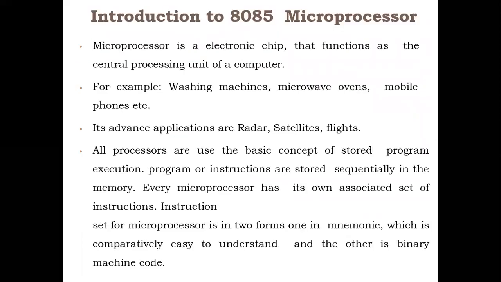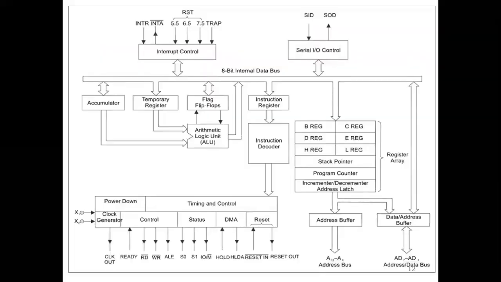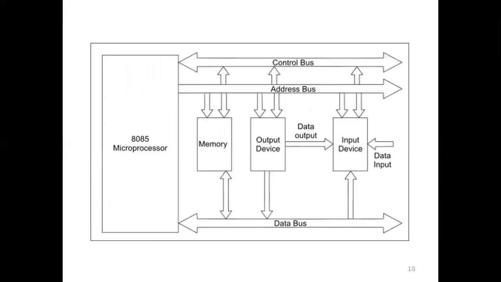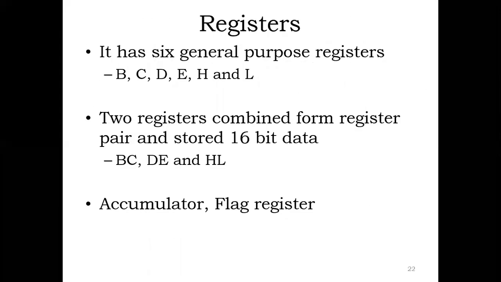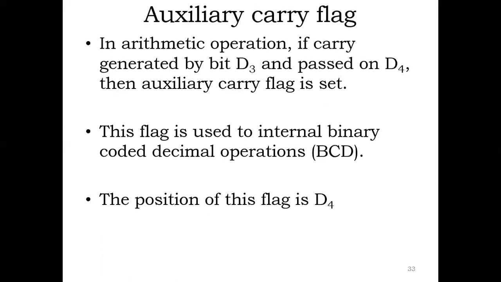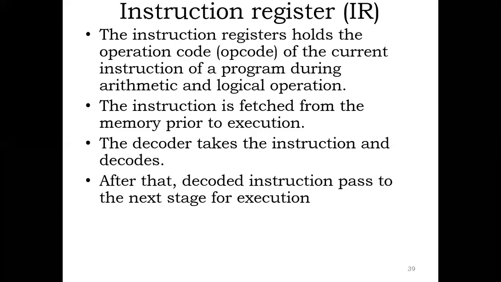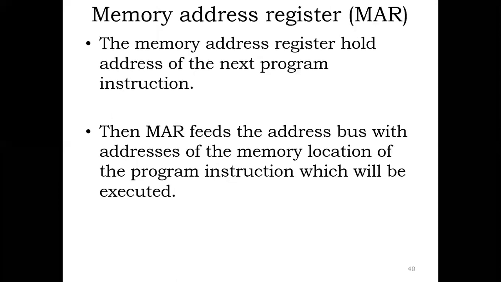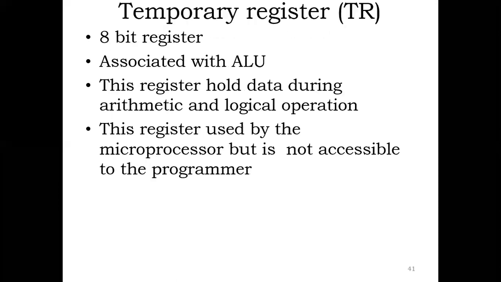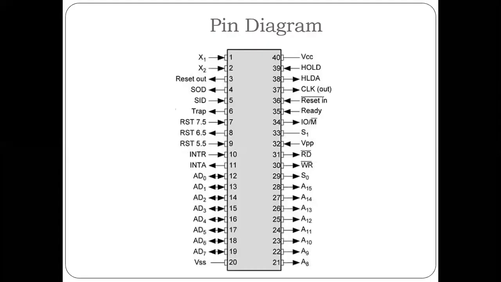Okay, let's review the last class, that is 8085 introduction and features. So this is the architecture of 8085. Then different kinds of functional unit examples. So like that we discussed registers, ALU, flag registers, then address bus, control bus, data bus, then general purpose registers, then other types of special purpose registers, and temporary registers. Okay. Now we are going to see the 8085 pin diagram.